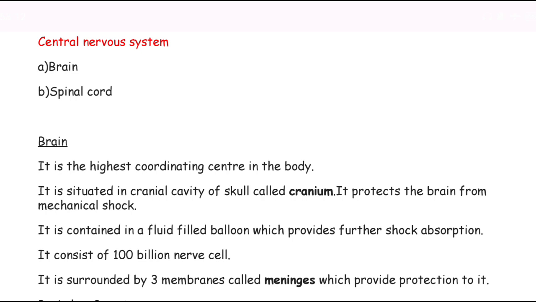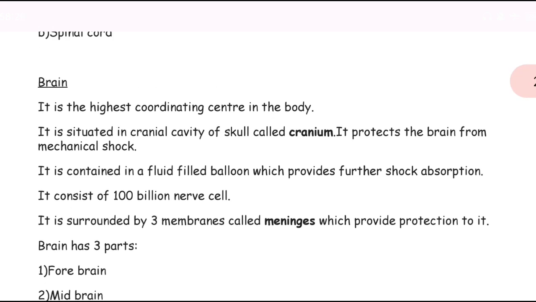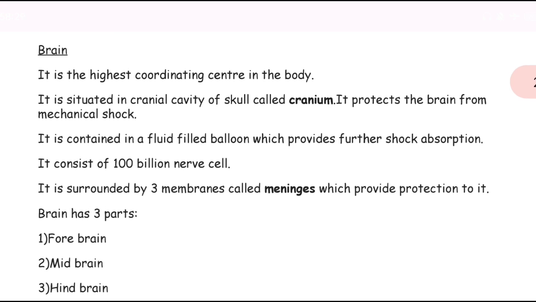Today we will discuss the central nervous system. The central nervous system contains two main parts: first is the brain and second is the spinal cord. First of all, we will discuss the brain.